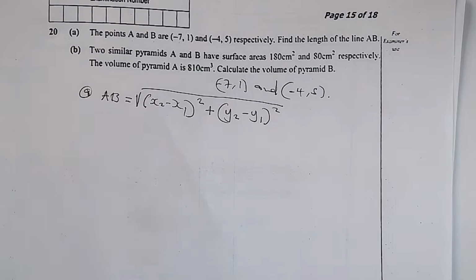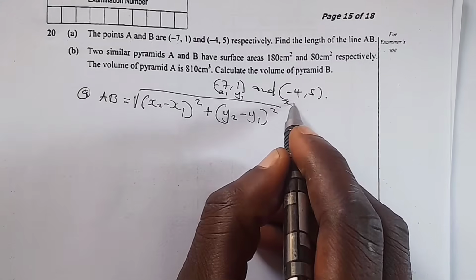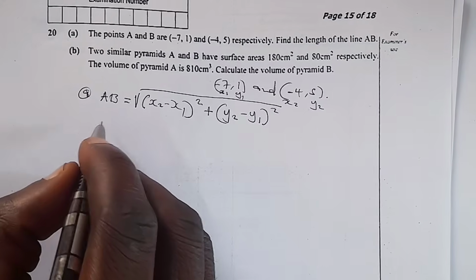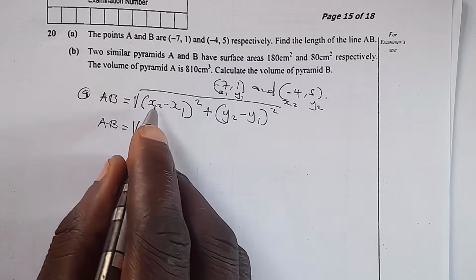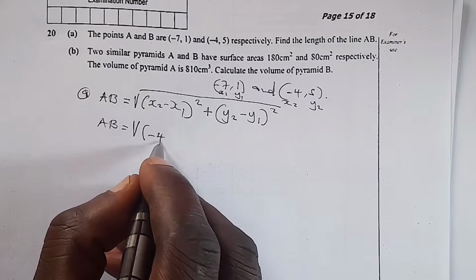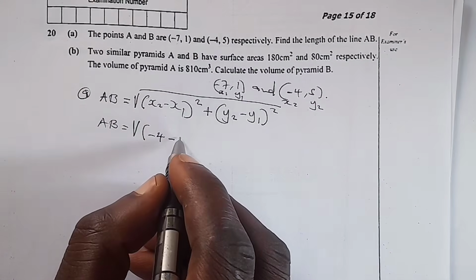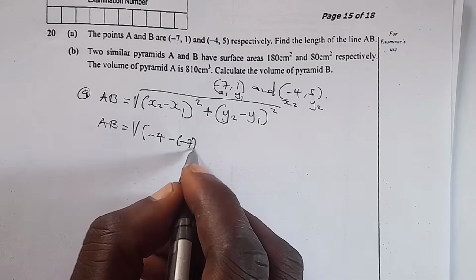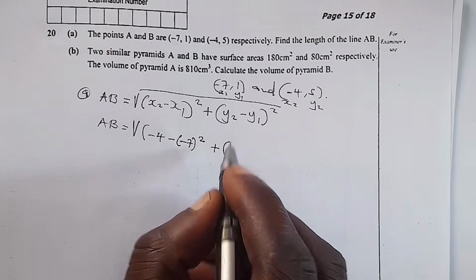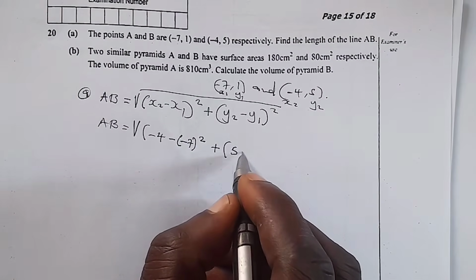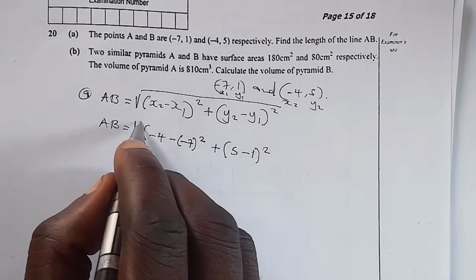So it's just a matter of substituting. This is x1, y1, x2, y2. So line AB is equal to the square root of open bracket x2, which is negative 4, minus x1, negative 7, so negative 7 like this, squared, plus open bracket y2, 5, minus y1, 1, close bracket squared. This is the square root.